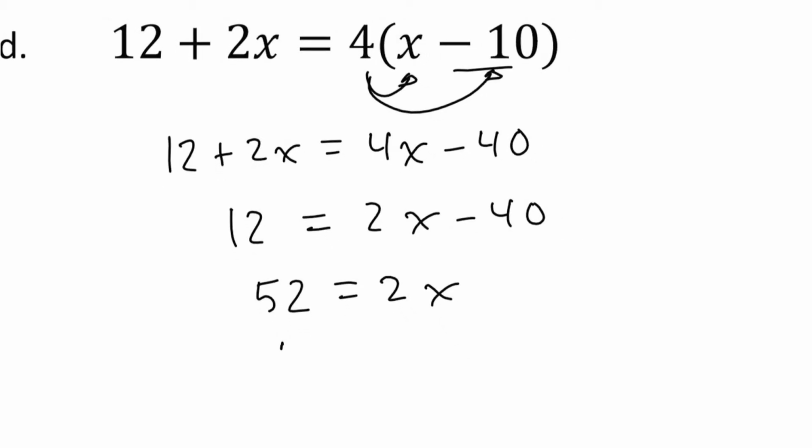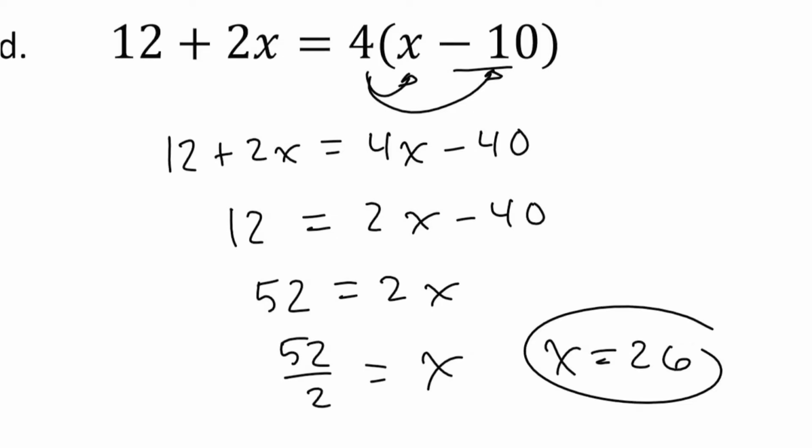What did I just do to both sides? I divided both sides by 2, right? 52 divided by 2 is 26. X is the number 26. Is that the correct value of x?